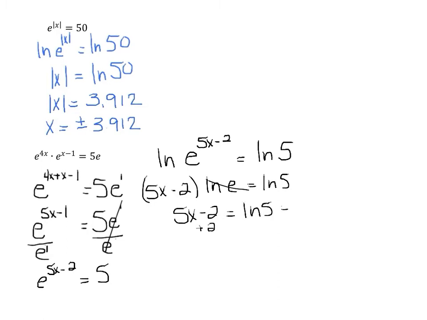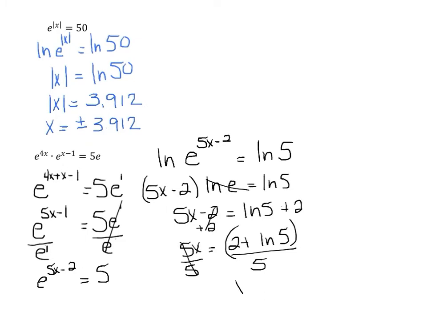I'll add 2 to both sides. And I will divide by 5 on both sides. And from here, I will put the rest into my calculator, making sure to put my numerator in parentheses. And I get that x is equal to 0.722.